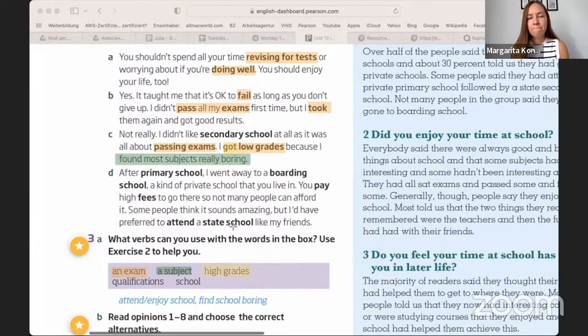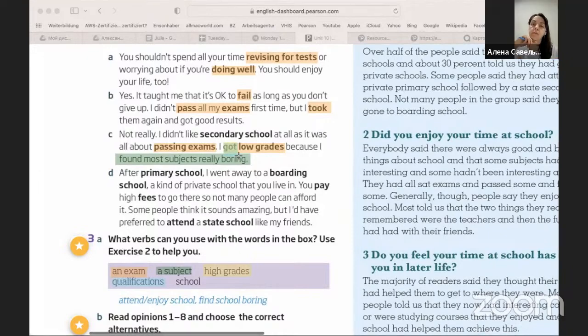Qualifications. Get qualifications. Very good. Yeah. Get qualifications. That's right. Get qualifications. And very often people say study for qualifications. Do we have it here?